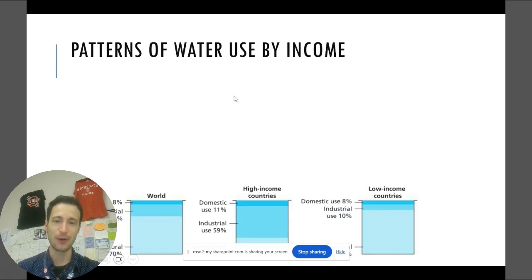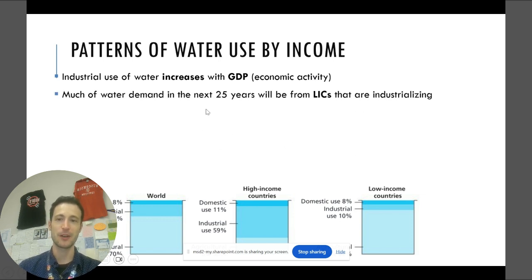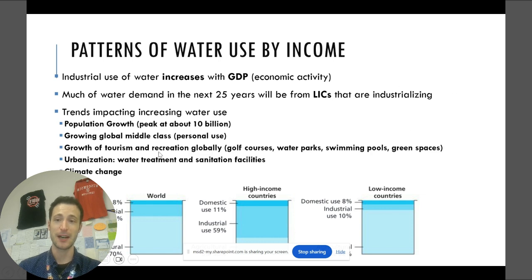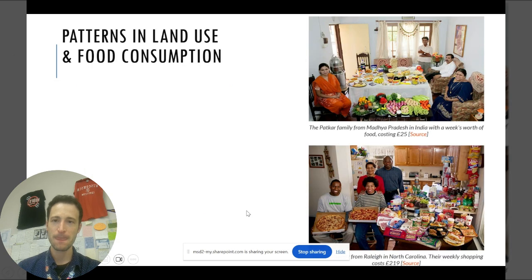Again, here's how different countries use water by income. So industrial use of water increases with GDP, economic activity. Much of the water demand is going to come from low-income countries that are industrializing. And here's some trends impacting increasing water use. So if you forgot some of those, check those out as well. This is just the thing about embedded water and where it's coming from, different types of embedded water.